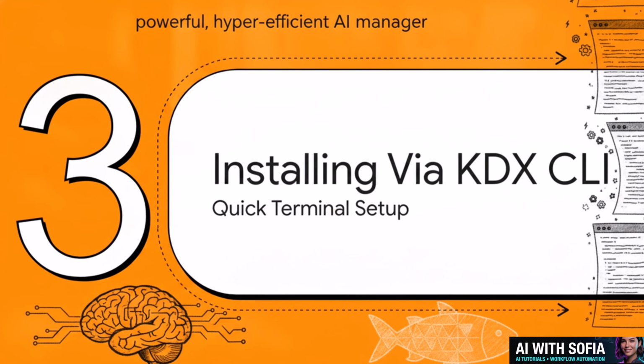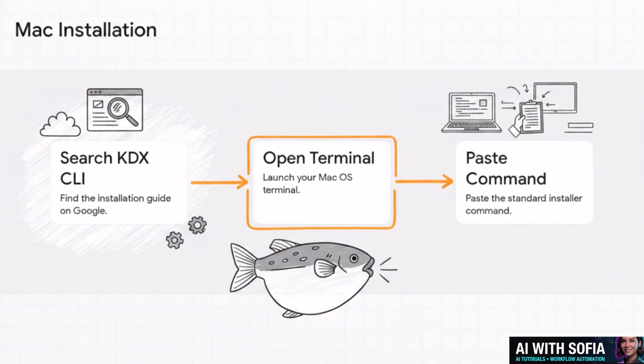All right, Section 3, installing via KDX CLI. Let's actually get this powerful AI manager running right on your machine. We're going to jump straight into a quick terminal tutorial here, and honestly, it's remarkably straightforward. Let's start with macOS. Step 1, you just pop over to Google and search for KDX CLI. You'll grab a link there with the full installation guide. Step 2, open up your Mac terminal. And Step 3, just copy the standard installer command right from the site and paste it into your terminal. And that's basically it. It is incredibly punchy.